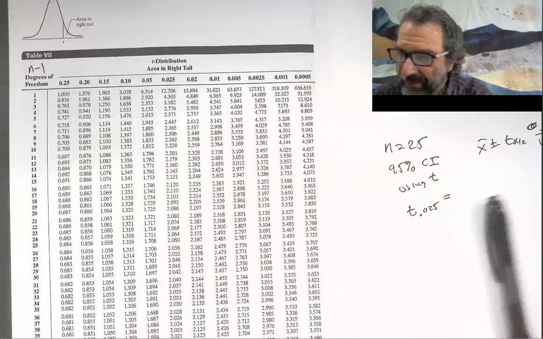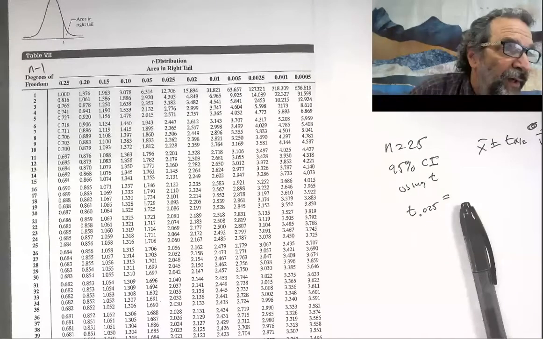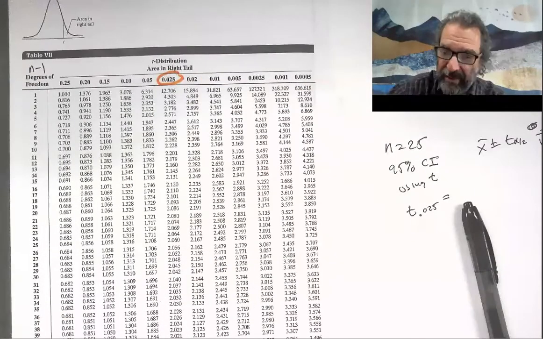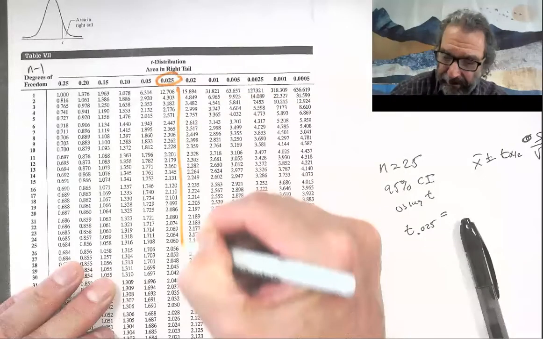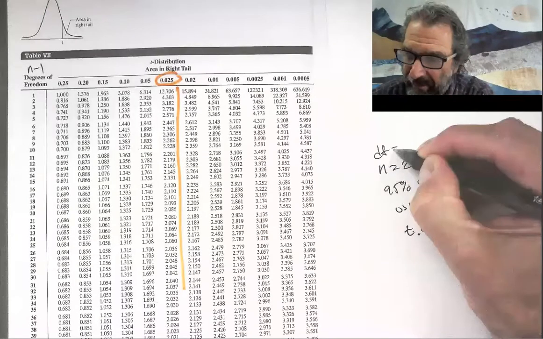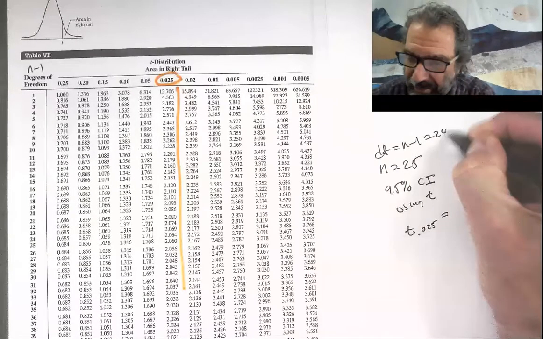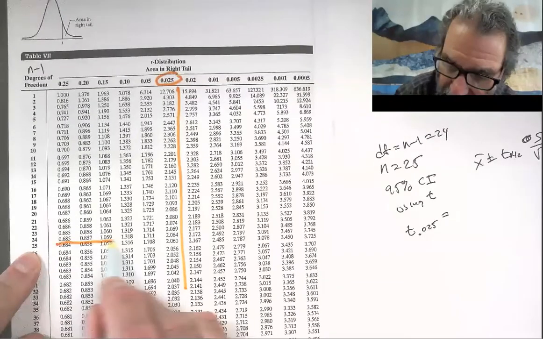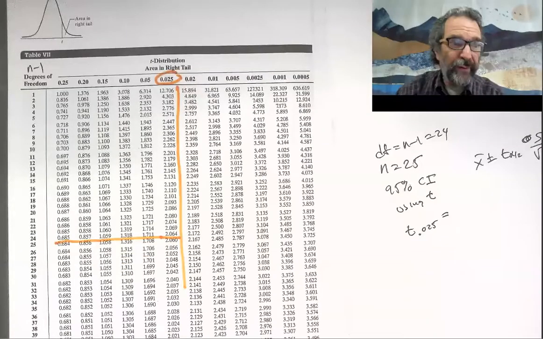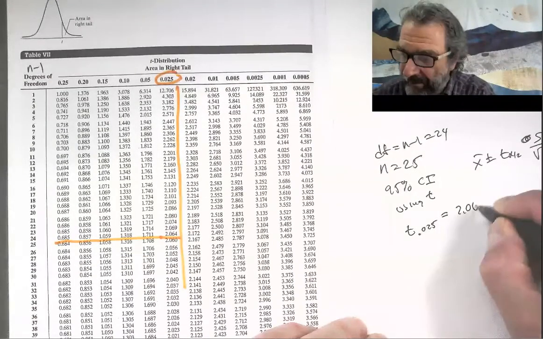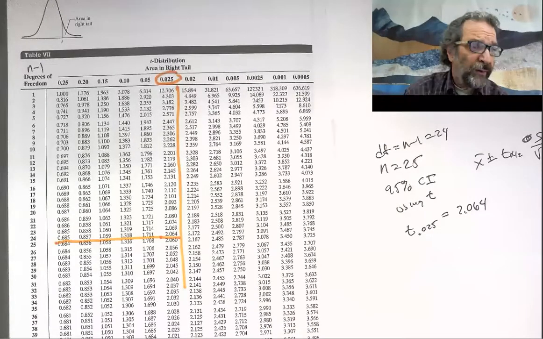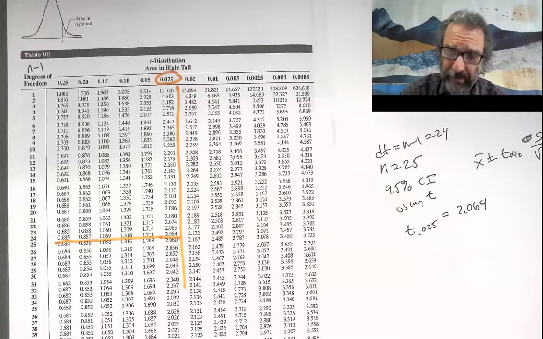So I come into this table here, and I find the right tail of 0.025. Okay, so we're looking at this column of numbers. And then n is 25, so degrees of freedom, n minus 1, is 24. So I go down to 24 here, come across, and there we have the critical value, 2.064. So there you go.